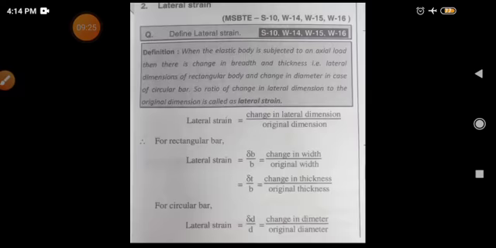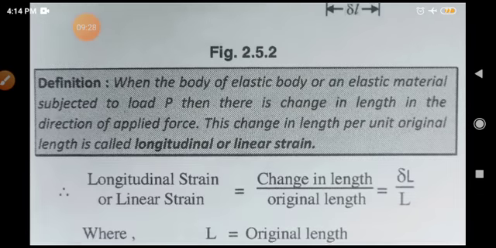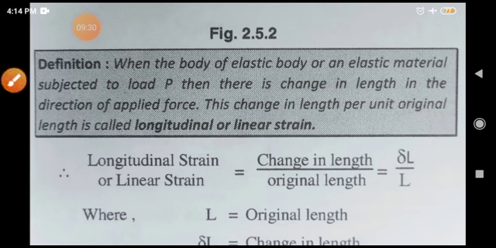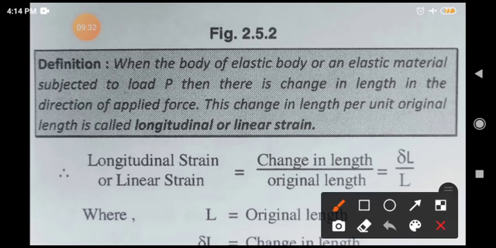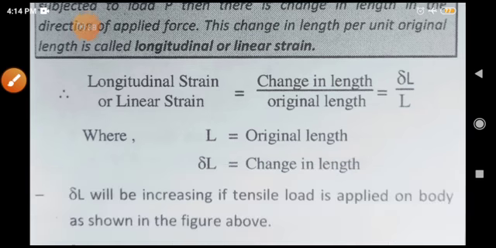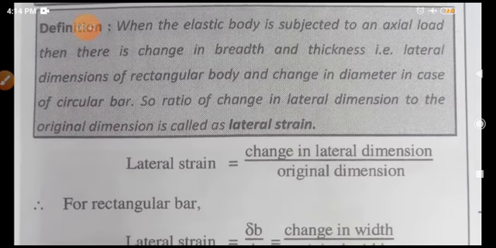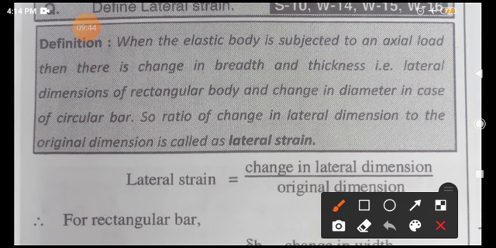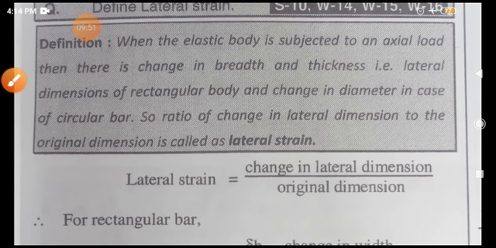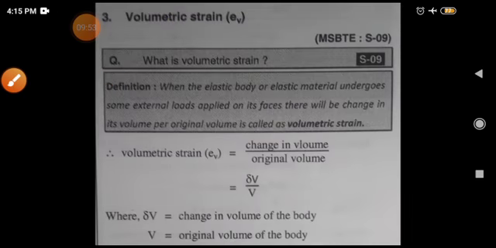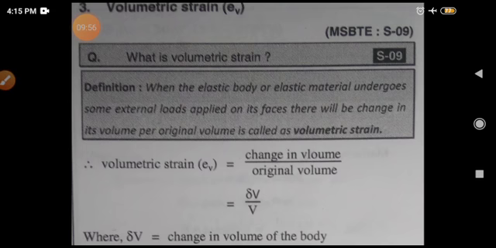Previously was longitudinal strain, in which load was applied and the change in length occurred. Axial load was applied and the axial deformation occurred. But in this lateral strain, because of axial load, the dimensions are changing laterally. Therefore, this strain is called lateral strain. Now the next one is volumetric strain.